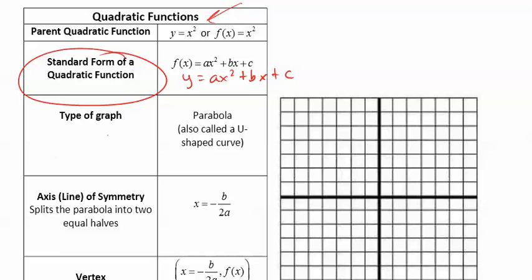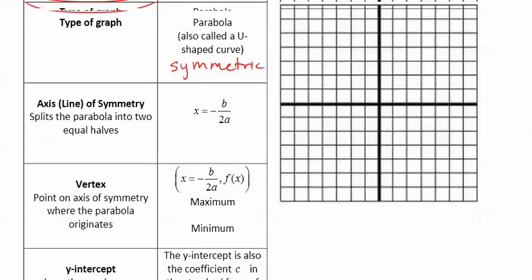We know that the type of the graph is a parabola, and it's U-shaped, and it's also symmetric. And that's very important to us because that's going to help us find other important things about our graph. If a graph is symmetric, we know it has a line of symmetry, and that is a line that passes through the middle. So if I have a parabola that looks like this, the line of symmetry is the imaginary line that passes through the middle. And that line also hits the parabola at the vertex. So the vertex is on the axis of symmetry.